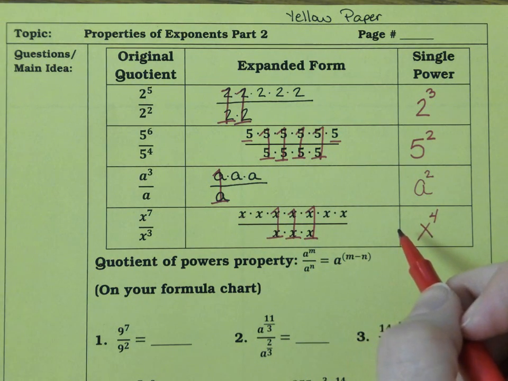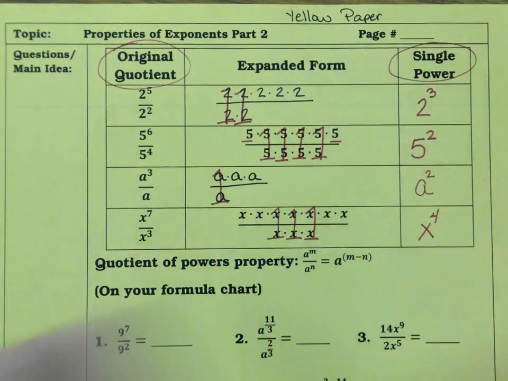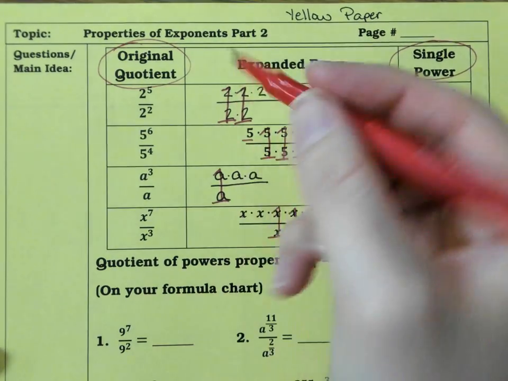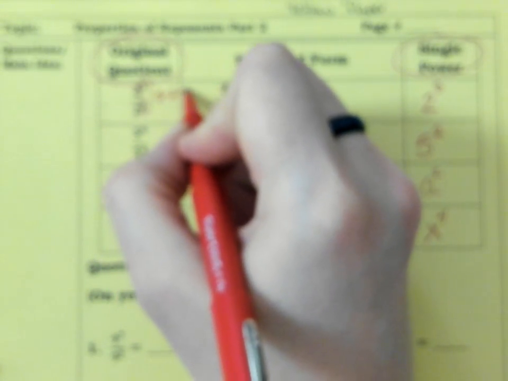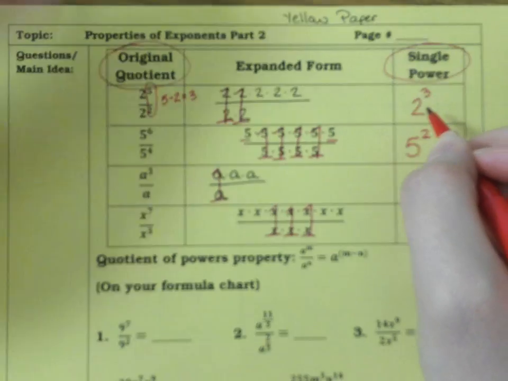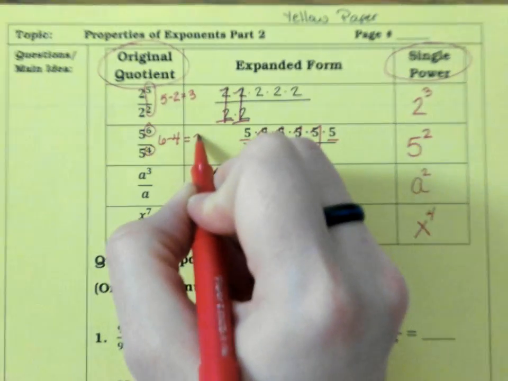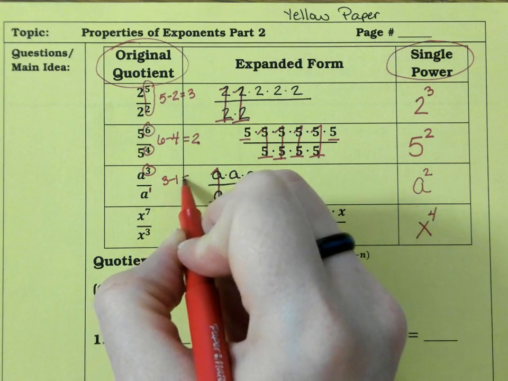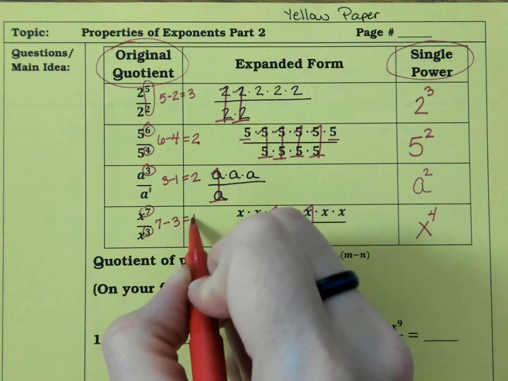It's an invisible 1. But the point is, how do we get from this to this without writing everything out? Because if it had said x to the 25th, do you really want to write out 25 x's? And hopefully you notice that the exponents are being subtracted. 5 minus 2 is 3. 6 minus 4 is 2. 3 minus an invisible 1 is 2. And then 7 minus 3 is 4.